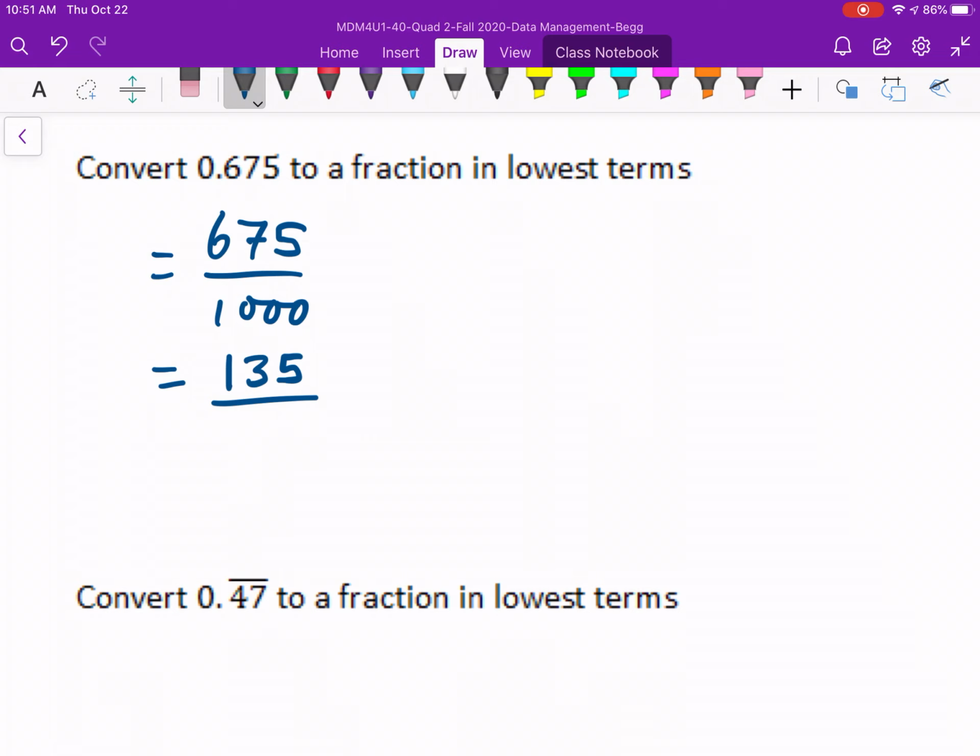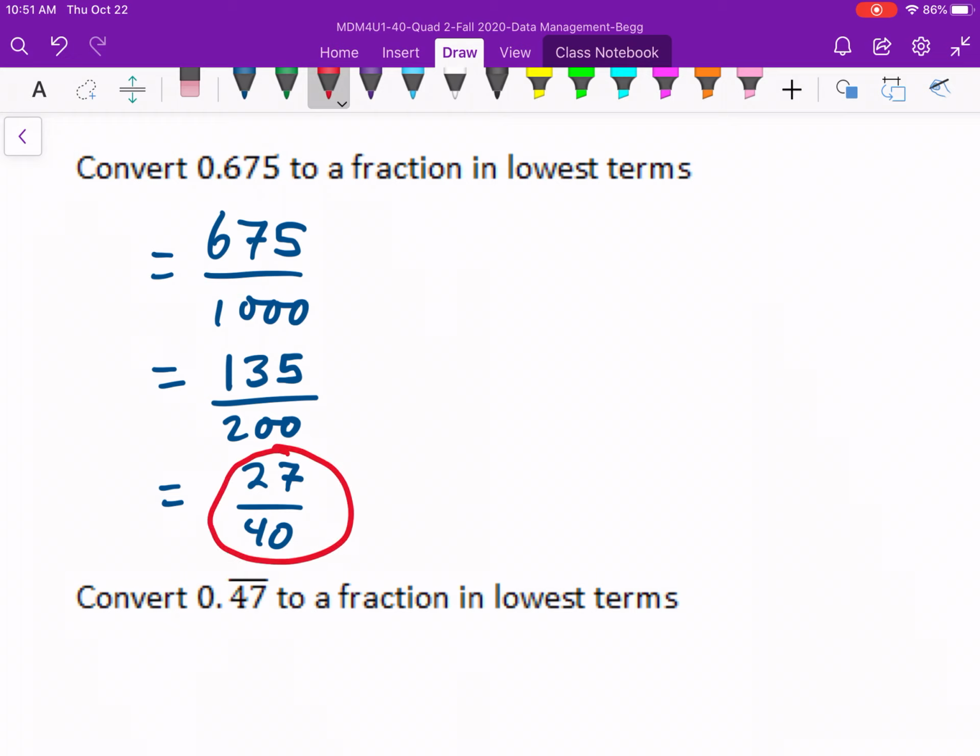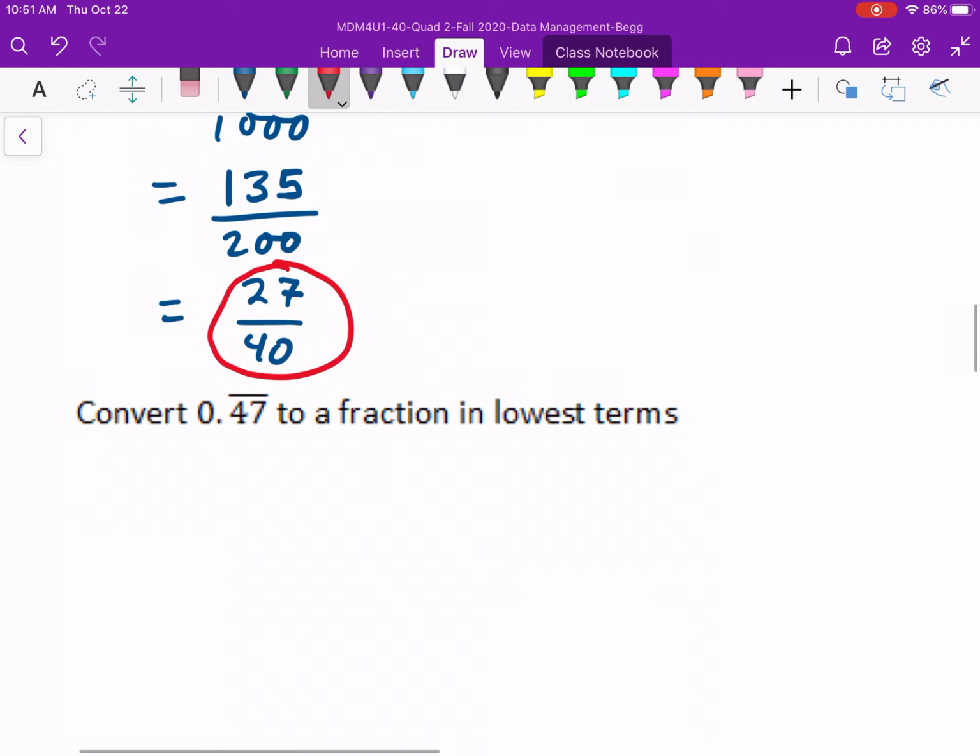So I got 135 over 200, because I definitely know that 1,000 divided by 5 is 200. So again, I check, can I go further? Well, yeah, both of these are divisible by 5 again, and I know that 5 goes into 100 20 times and 35 7 times, so I must have 27 on the top here, and it goes into 240 times. If I check, there's nothing that goes into both 27 and 40 other than the number 1, which doesn't help me any, so that must be my answer.